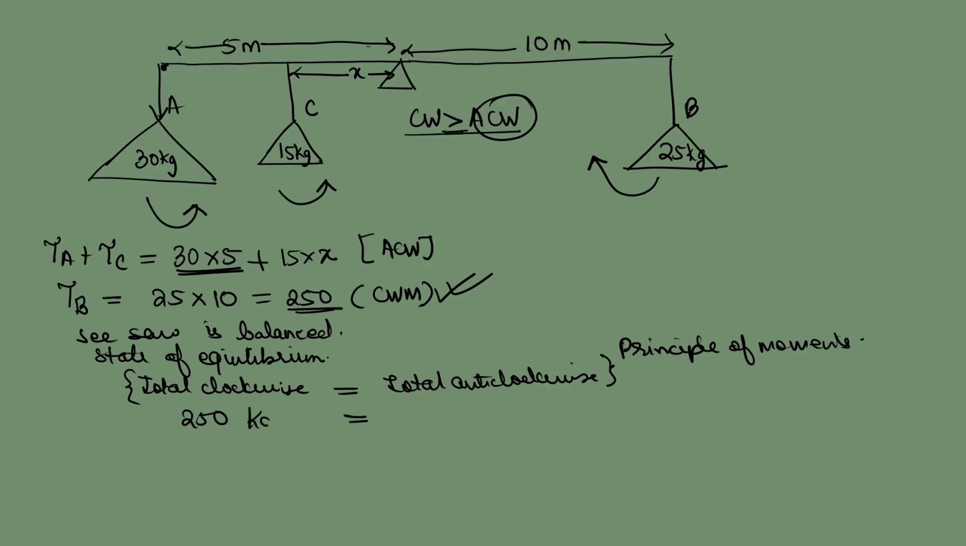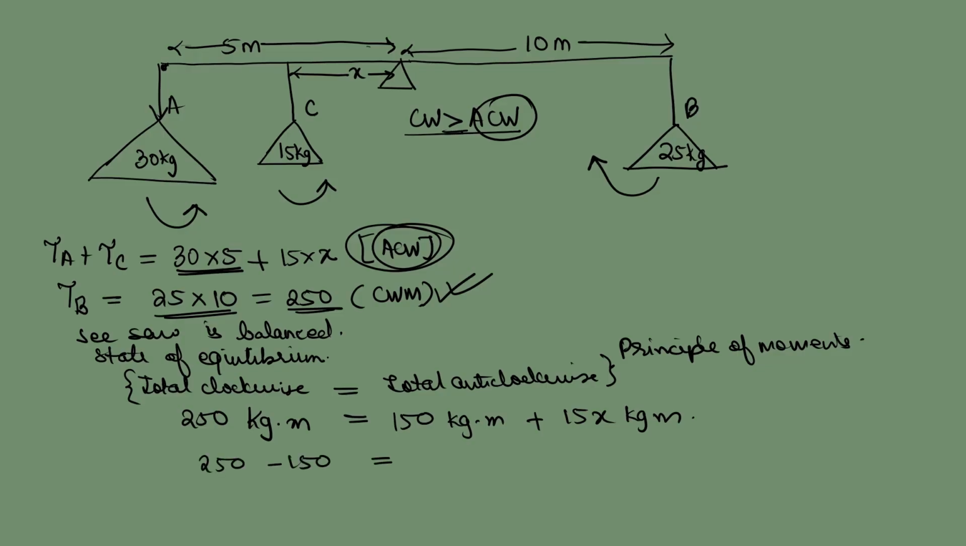Let's write the unit, to be on the safe side. kg meter is equal to total anti-clockwise. How much is the total anti-clockwise? Total anti-clockwise is 30 into 5, that is 150 kg meter plus 15x kg meter. Isn't it? And we have been told that now the beam has to be balanced. The seesaw has to be balanced. Therefore, these are equal to each other. So, 250 minus 150 is equal to 15x. So, 100 is equal to 15x.